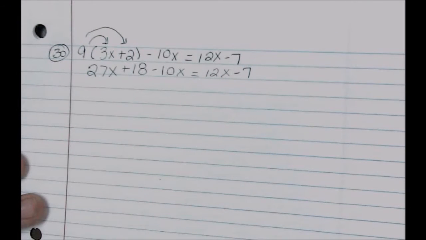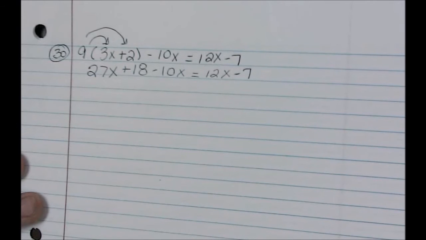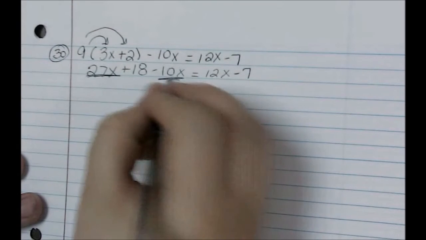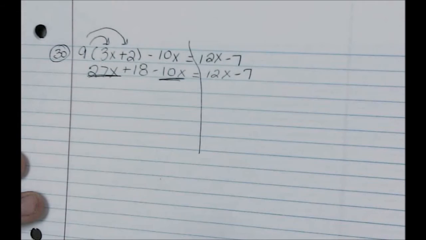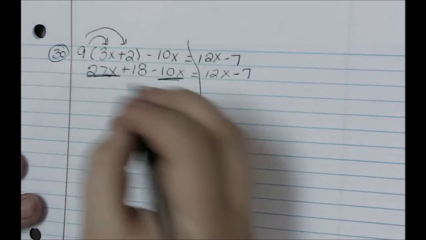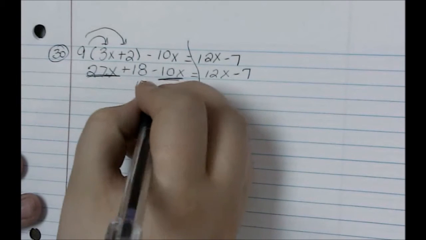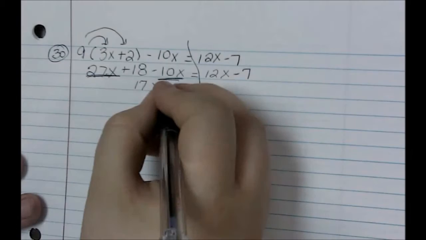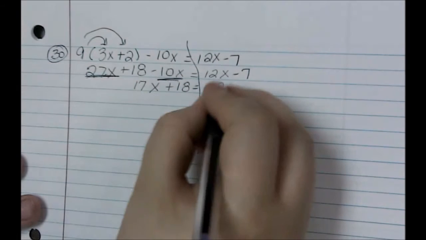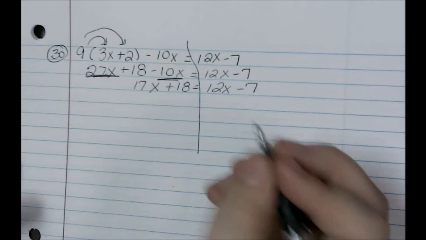So after you distribute, you should combine your like terms if you have any. So I'm going to combine these two terms here because they're on the same side of the equal sign. So 27x minus 10x is 17x. I'm going to bring down the 18, and then I have 12x minus 7.